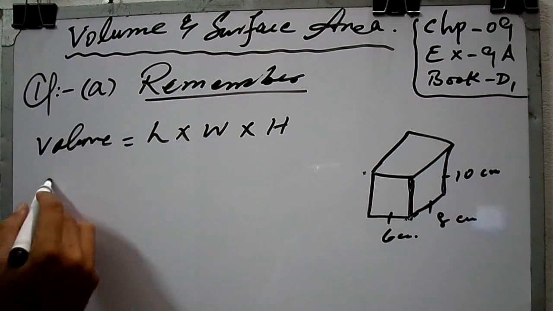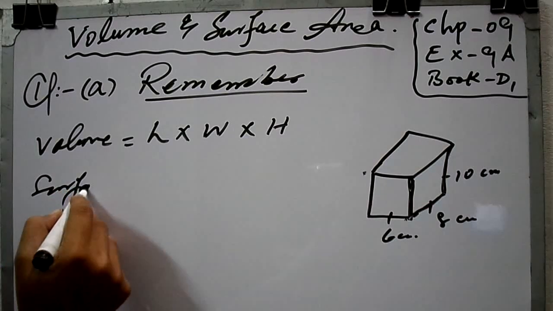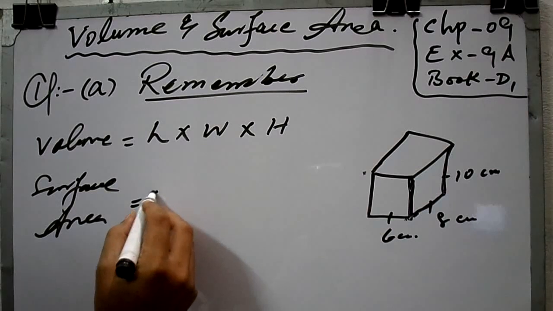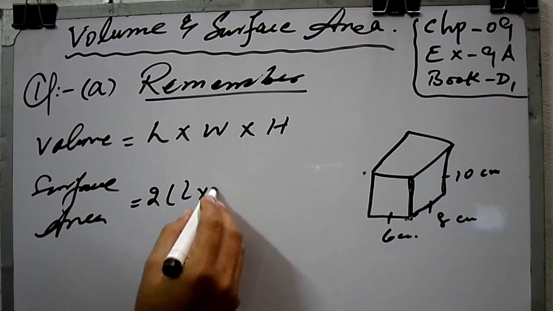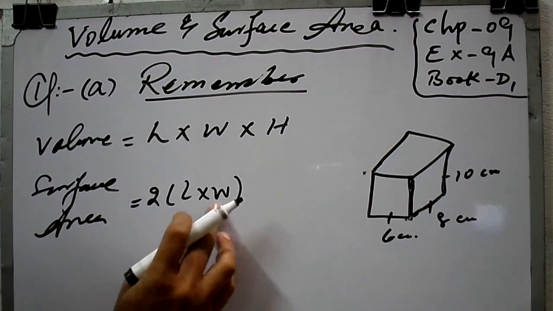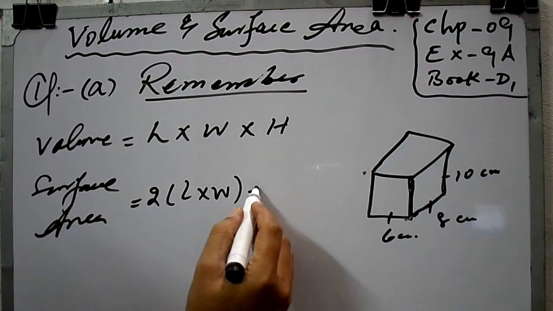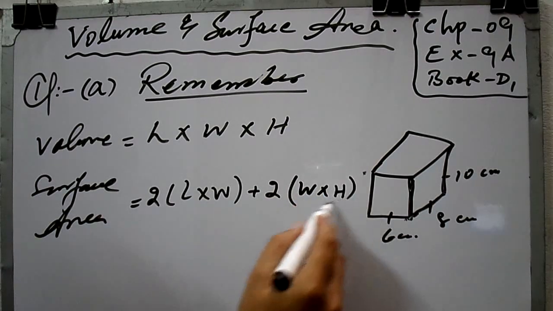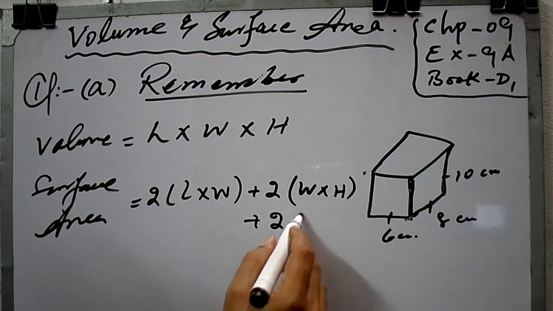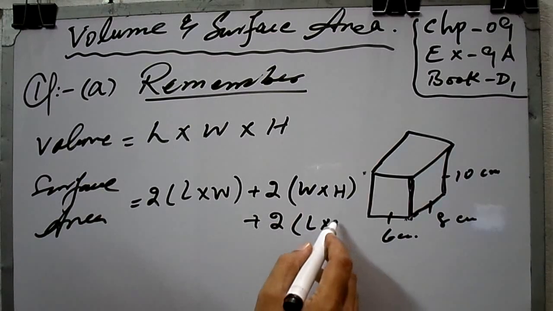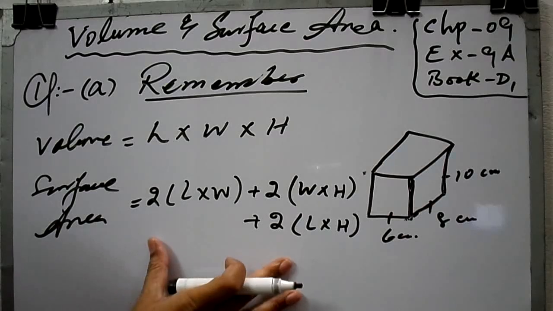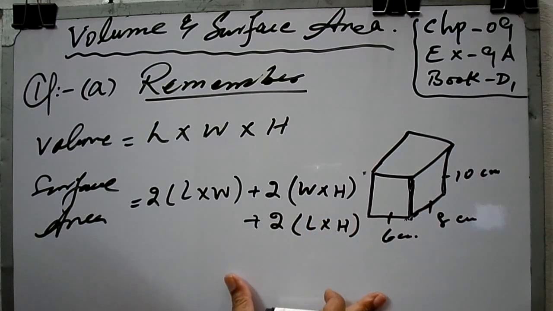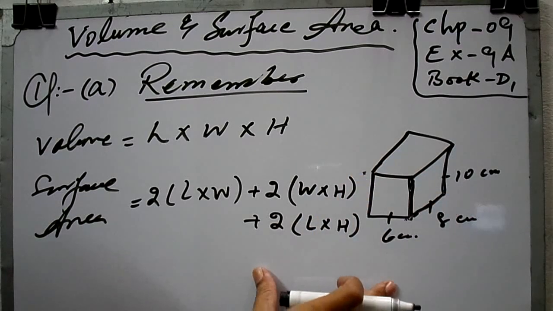And similarly surface area. Surface area can be found by this formula: 2 into length cross width, that is, you have to multiply length into width, plus twice the width into height, plus twice the length into height, or height into length, no problem. So that is your main formulas. With the help of these formulas you can find the volume and surface area of the given figure.